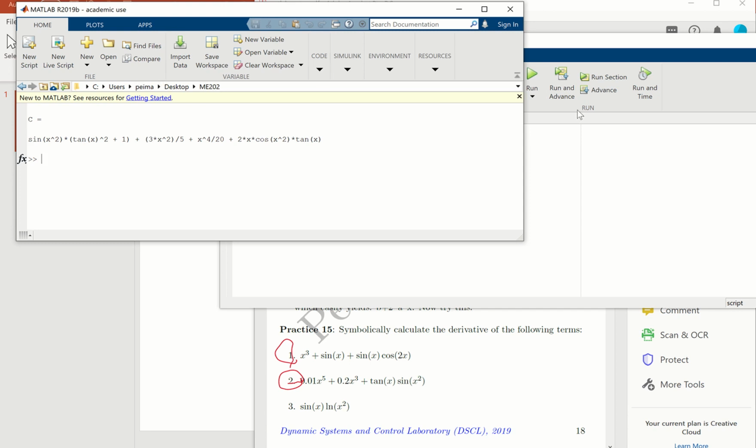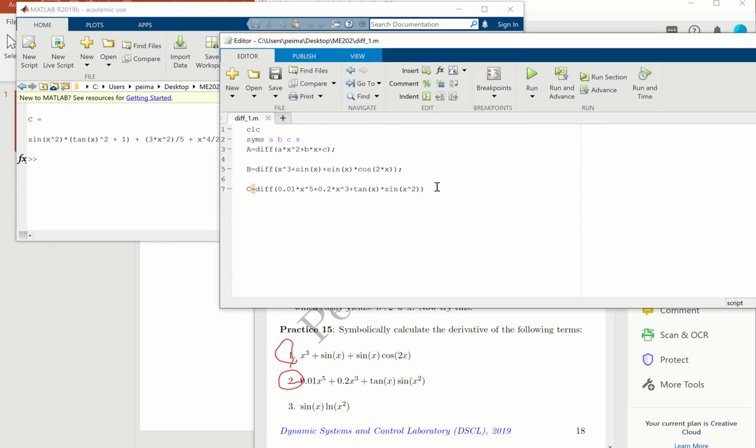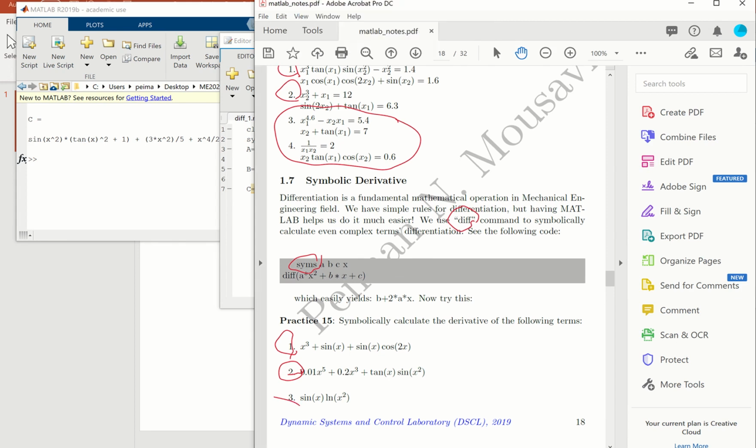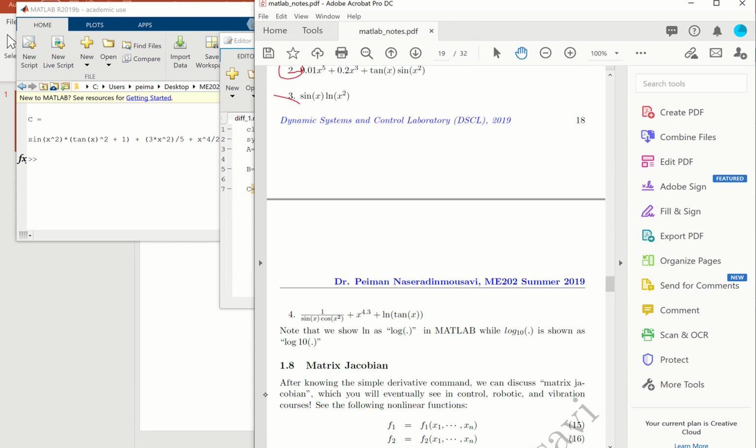Understand? So, that's another point. So now please do 3 and 4 at home. Note that in 3 we showed the ln as log, in MATLAB, while ln 10 is shown as log 10. So this is the Neperian logarithm, in the base of e exponential, but in the base of 10 we are showing it with log 10, like this guy here.